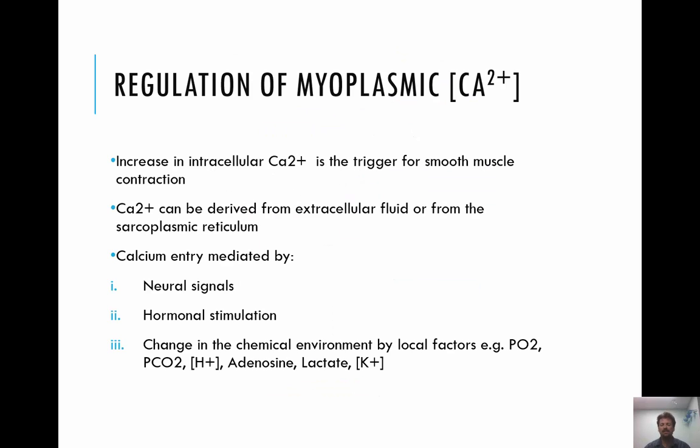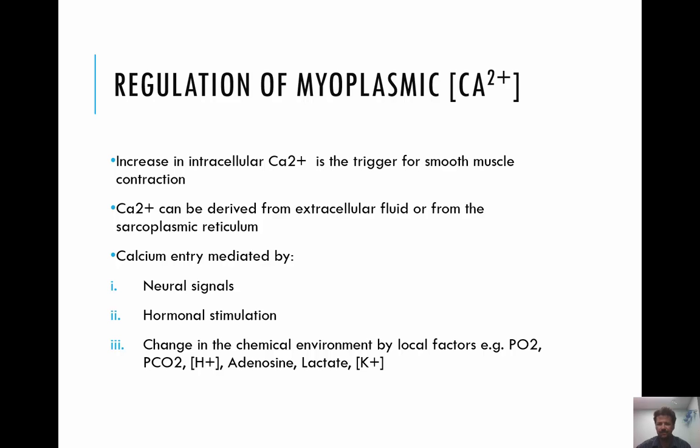So, once again, the strength of contraction is determined by the amount of intracellular calcium. Smooth muscle is unique because it gets signals from nerves, it can get signals from hormones, and also there can be local factors in the environment that can cause the concentration, that as their concentration changes, it affects contraction of smooth muscle. This would be examples like changes in the partial pressure of oxygen and carbon dioxide, or H plus concentrations, or lactate.